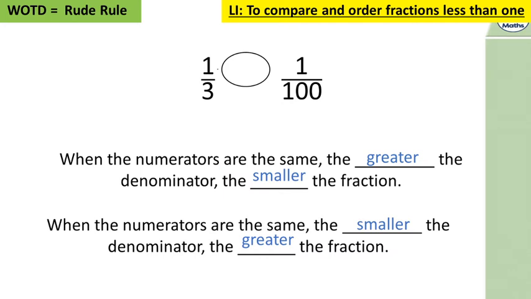So if we look at those, those numerators are the same, so yep, tick, tick. If we compare this one to this one, this one is smaller, and the smaller the denominator, the greater the fraction. So this one has to be bigger than that one, because the whole's divided into less pieces.